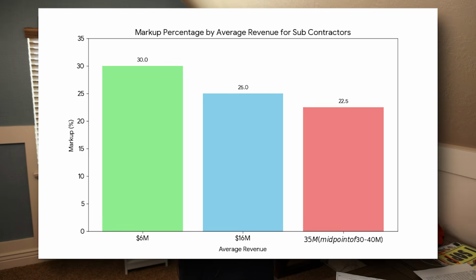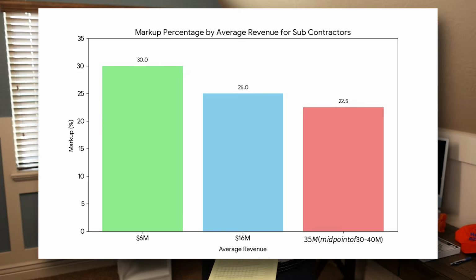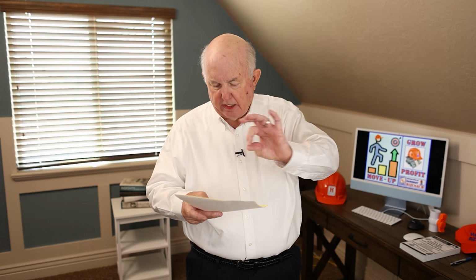And as you get bigger, you go up to 16 million, it goes down to 25%. And at 30 to 40 million, it goes down to 25%. So the overhead is the variable that goes down. It goes from 25 to 20 to 18 to 15. The net profit's still averaging about 5%.